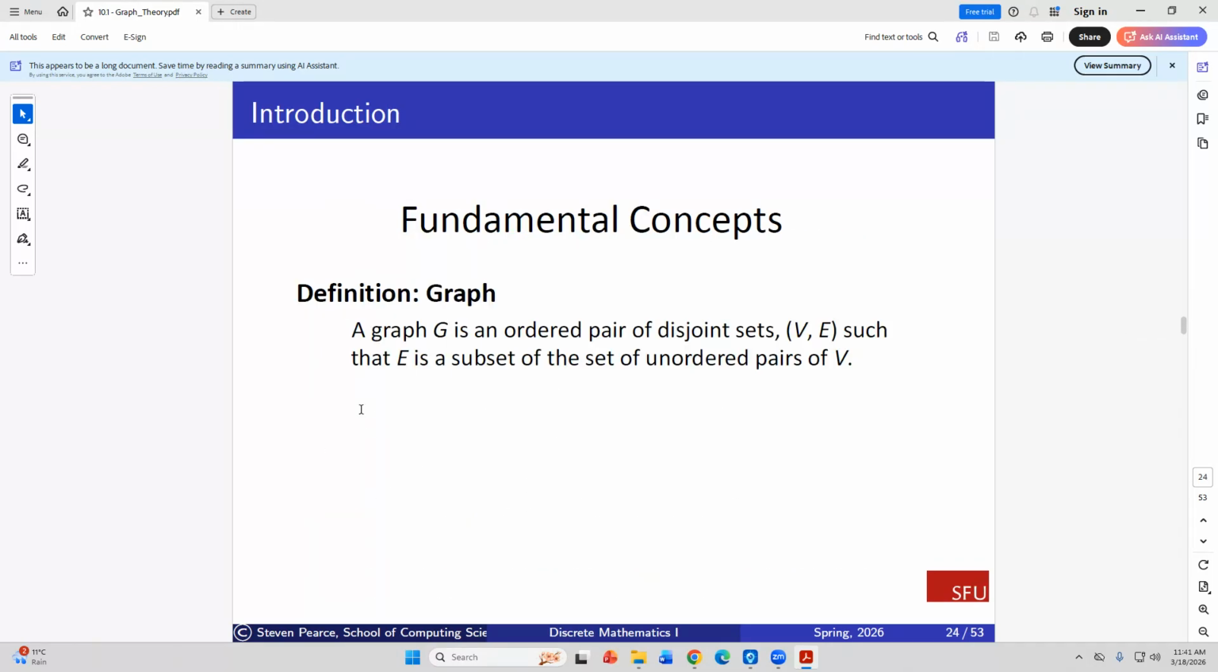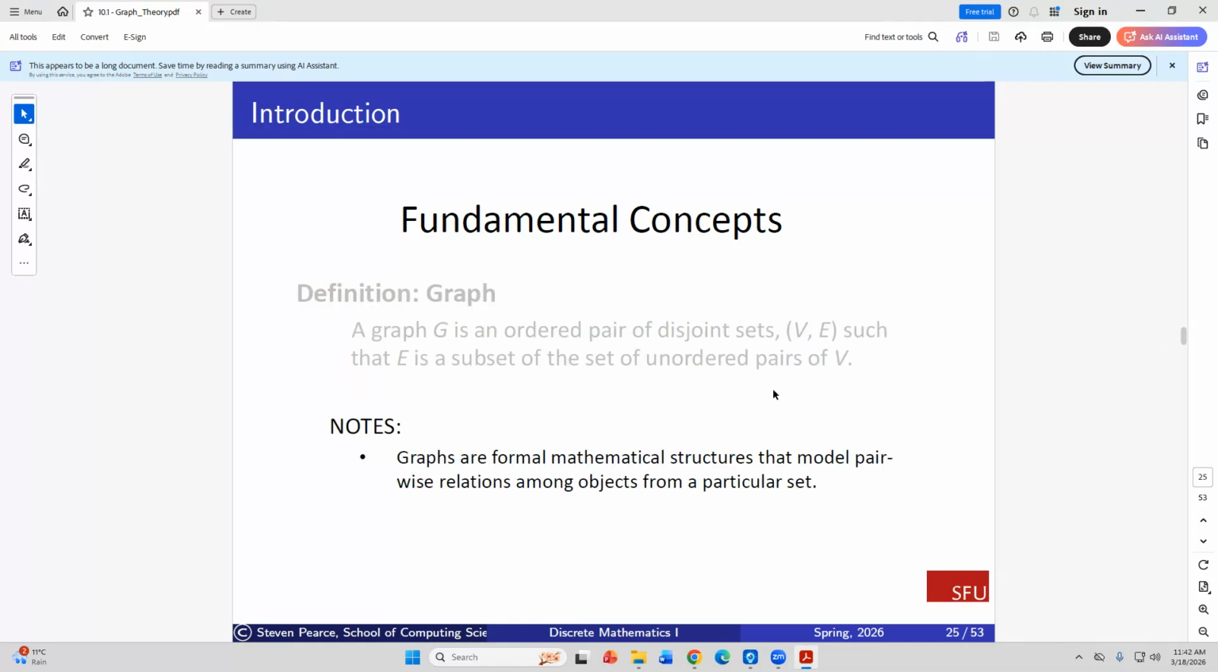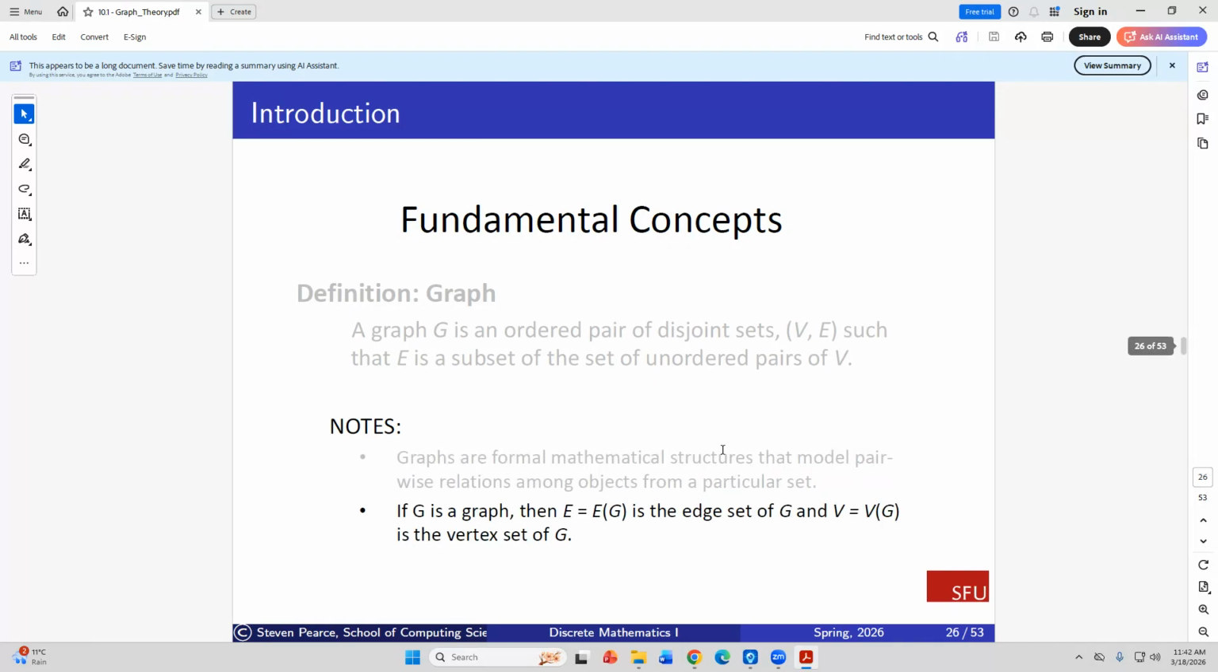So, the definition of a graph is an ordered pair of disjoint sets, and that's the vertex set and the edge set, such that E is a subset of the set of unordered pairs of V. Okay, they're actually, in reality, Cartesian products. Graphs are formal mathematical structures. If G is a graph, then E of G is the edge set of G, and V of G is the vertex set of G.